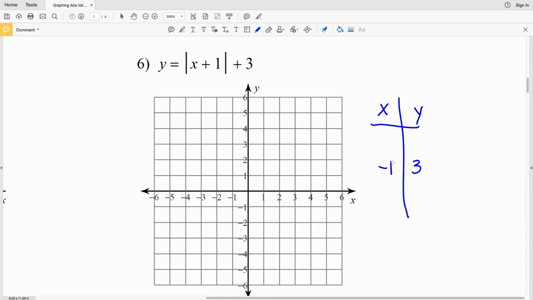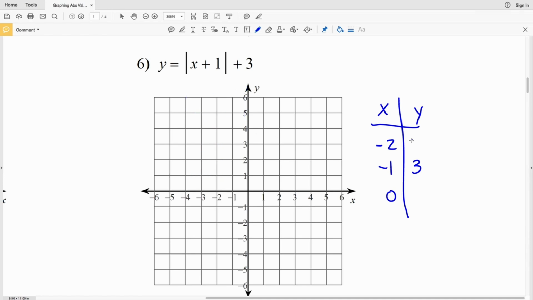Now let's take one point that's less than that, so -2, and we'll do a point that's greater, 0. So when x is -2, we have the absolute value of -2 plus 1, plus 3. -2 plus 1 is -1. The absolute value of -1 plus 3 is what we have left. The absolute value of -1 is equal to a +1, so we have 1 plus 3, which is equivalent to 4. So y equals 4 when x is -2.